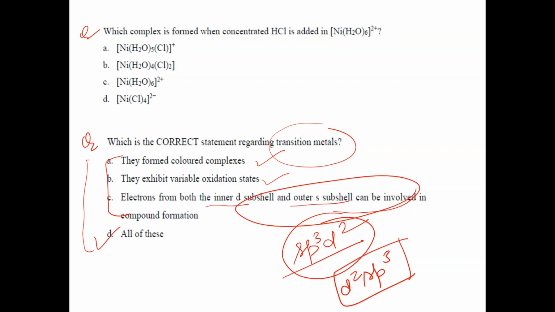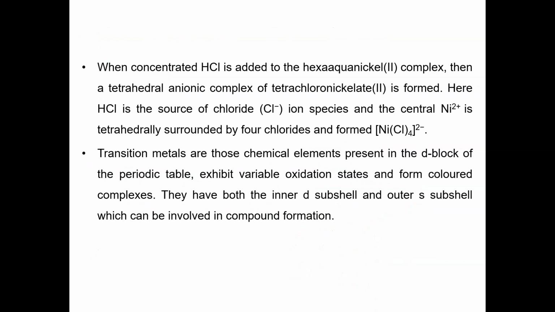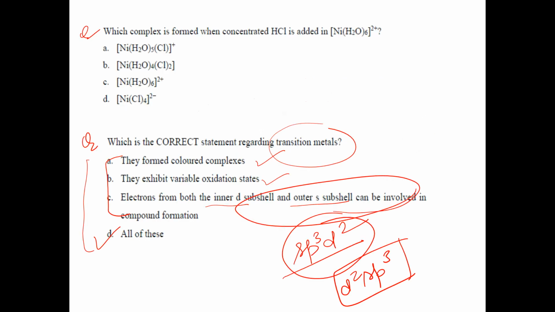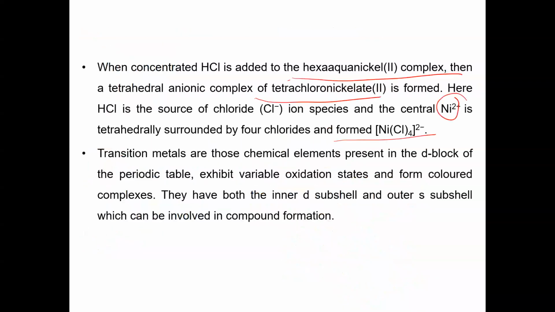Okay, and if I talk about the first one, when concentrated HCl is added to this hexa aqua nickel complex, a tetrahedral anionic complex of tetrachloronickelate is formed. Here HCl is the source of chloride ion species, and the central atom, that is this one, is tetrahedrally surrounded by four chlorides and forms this one. And the second one I already explained to you.